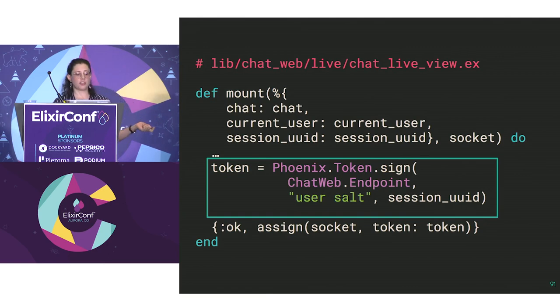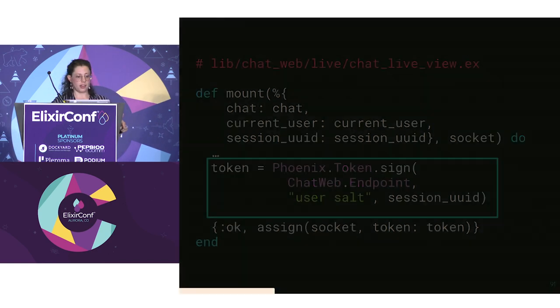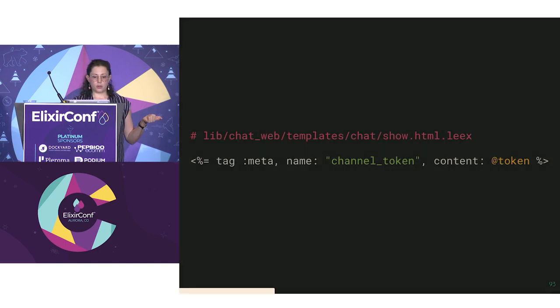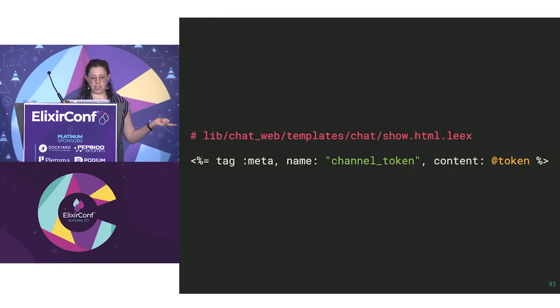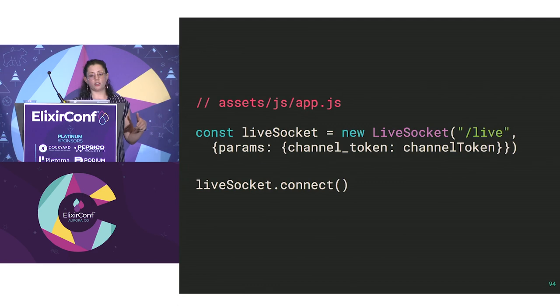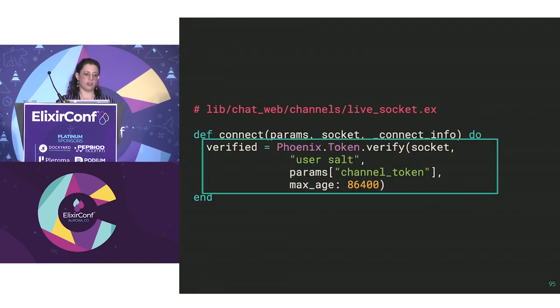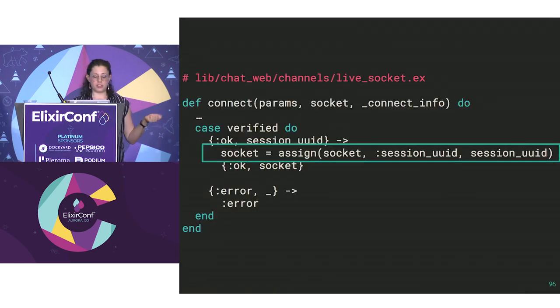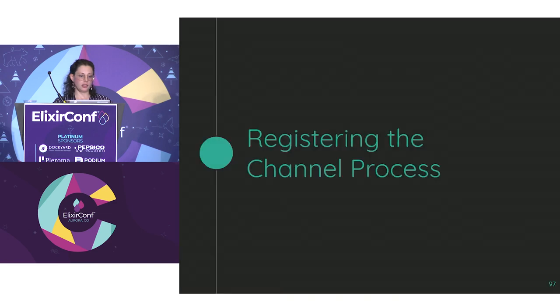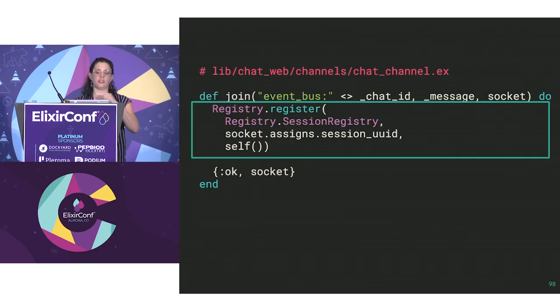We're encoding it as a Phoenix token, storing it in socket.assigns, so that we can put it on the page. Later, we'll include this token in our socket connect request, which is handled by the connect/3 function of our custom extended LiveSocket. We'll grab the token out of params, we'll verify it, we'll decode it to get the session UUID, and we'll store that in the socket so that the channel can register itself when it's joined.